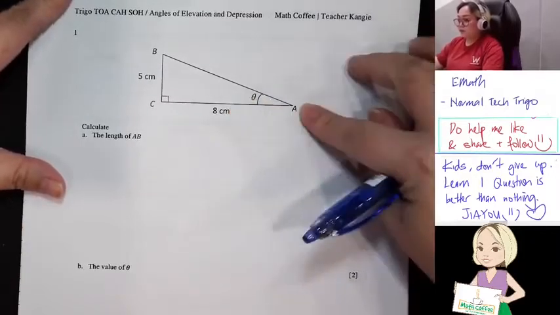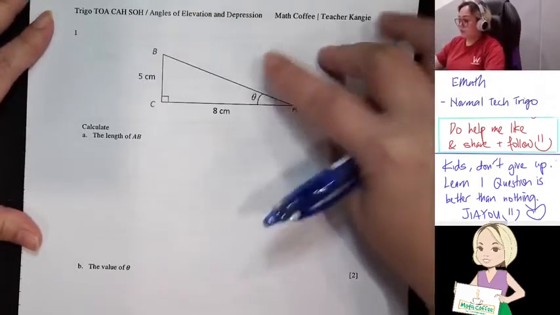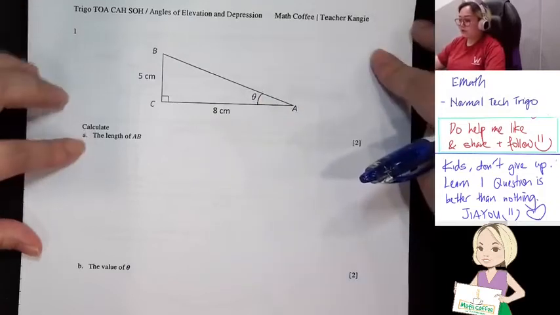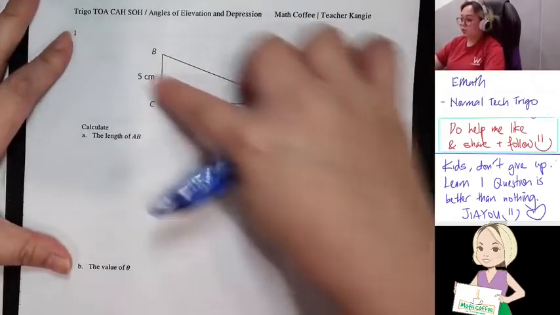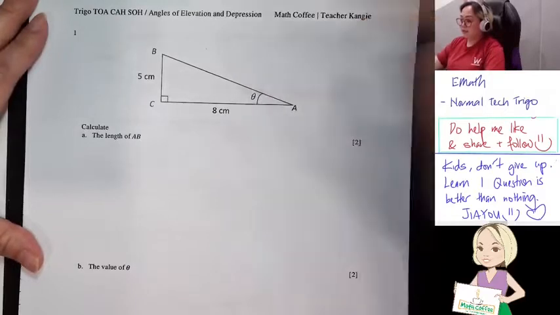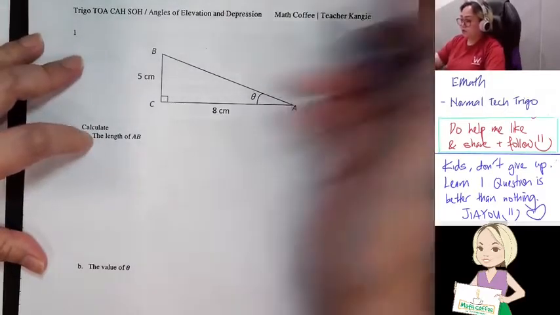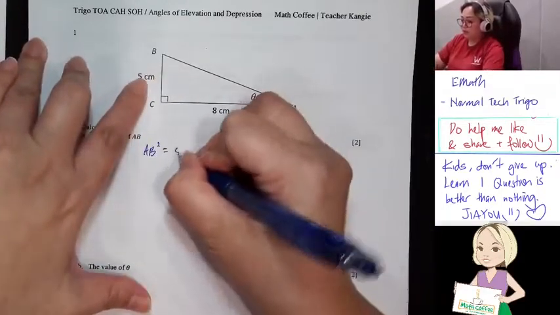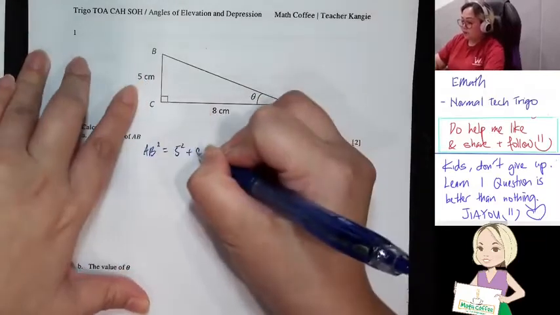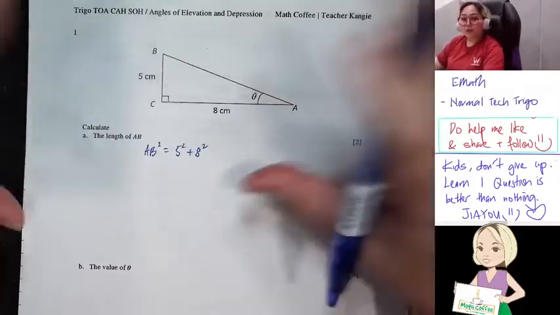Okay, let's take a look at this question. They asked to find the length of AB. So this is just like that question just now. This is a right angle triangle. I'm given two sides, so I want to find the longer side. So the first one is to use Pythagoras Theorem. We will say AB square will be equals to 5 square plus 8 square. This is the so-called formula, Pythagoras Theorem.